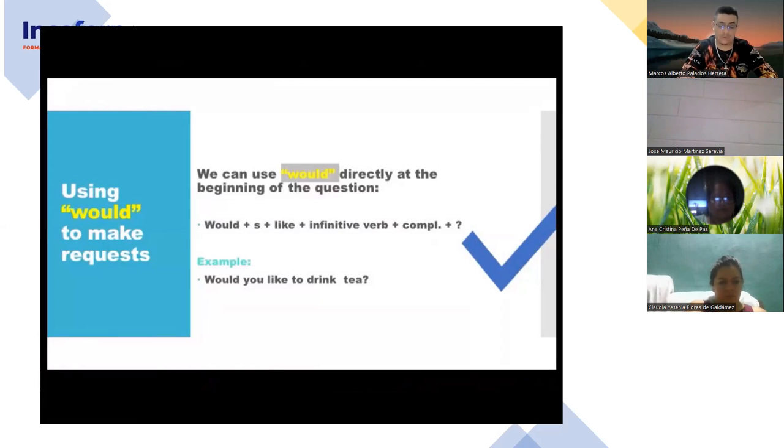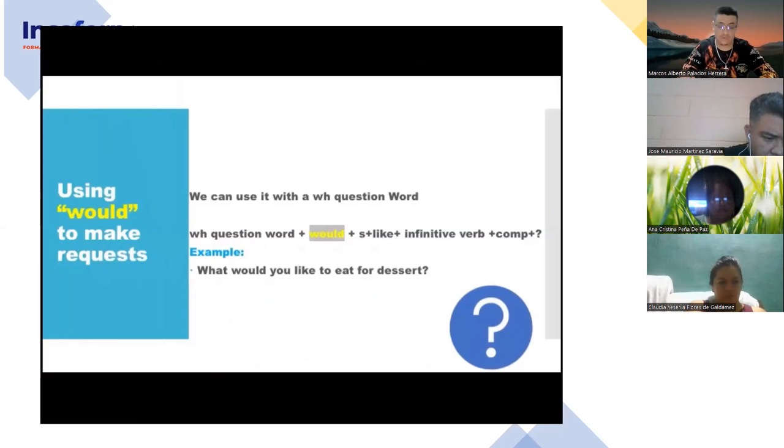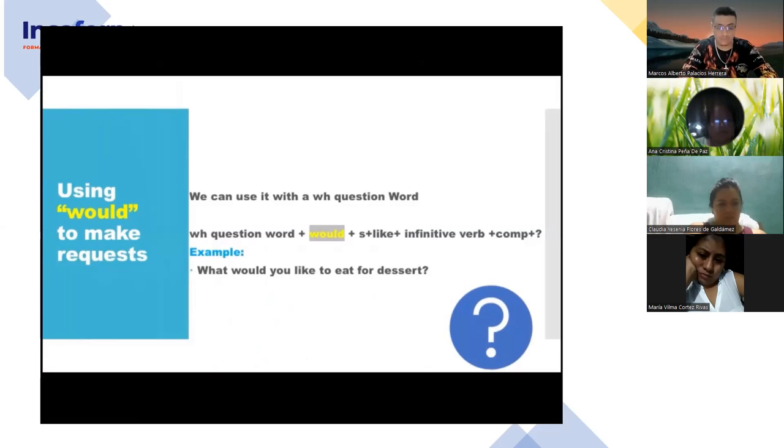We can use would directly at the beginning of the question. Would plus subject plus like plus infinitive verb plus complement plus question mark. Example, would you like to drink tea? Or we can use it with a WH question word. WH question word plus would plus subject plus like plus infinitive verb plus complement plus question mark.